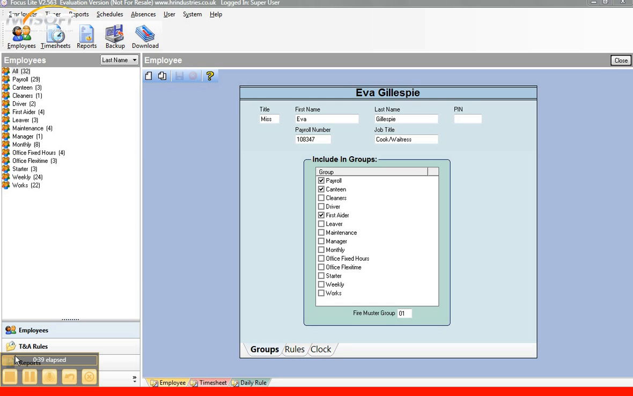Right. Firstly, we notice how the Focus Lite has a familiar and intuitive Outlook style. This can be seen by the tree view on the left and the tabs that lie beneath it. Employees are initially allocated into groups. These could be departments, locations, job roles, weekly pay, monthly pay, salaried staff, or any other method of segregating staff for which reporting can be used later. Each employee can be assigned to up to 5 groups. So here, Eva Gillespie belongs to the first aid group, the canteen and payroll groups.